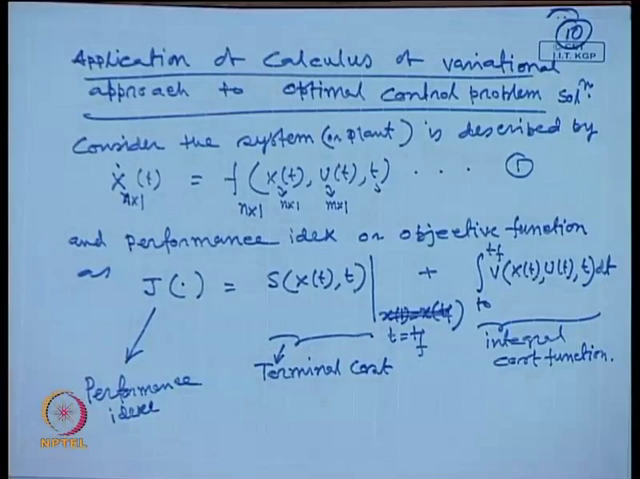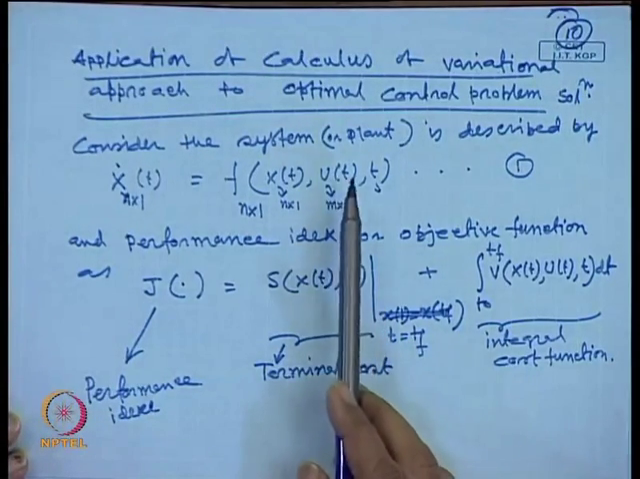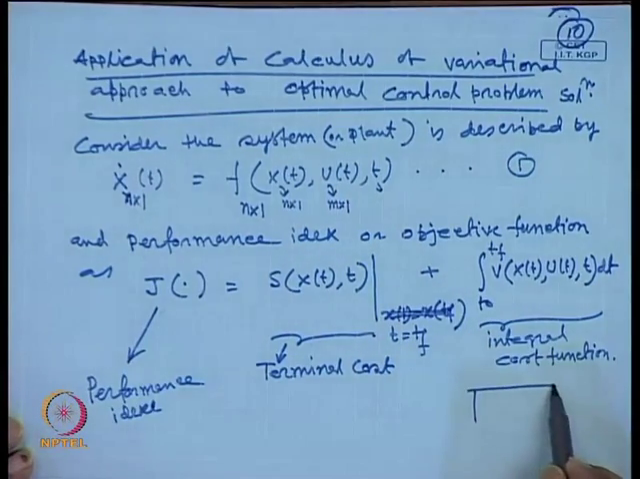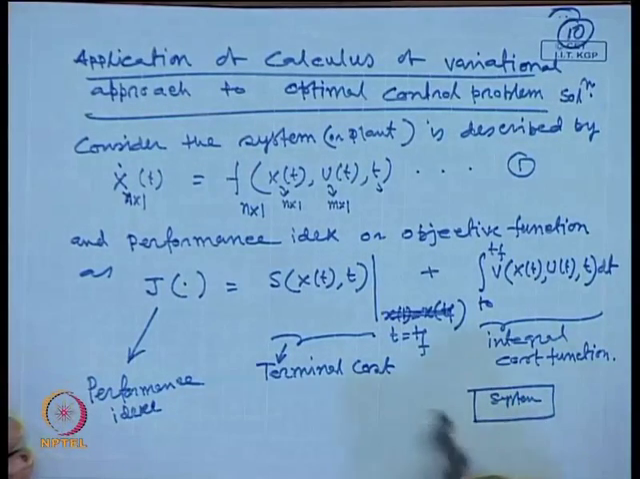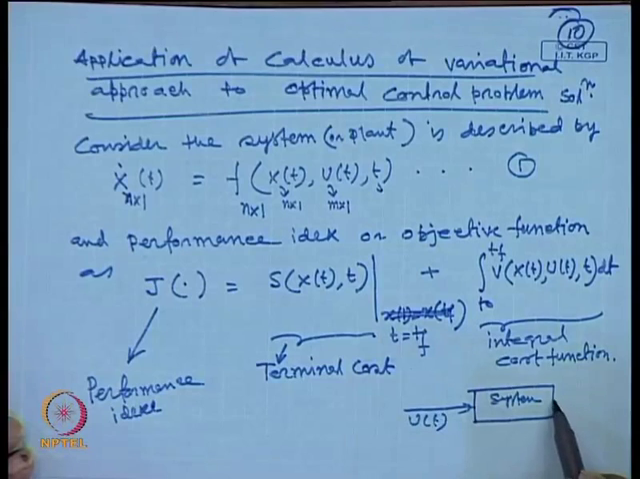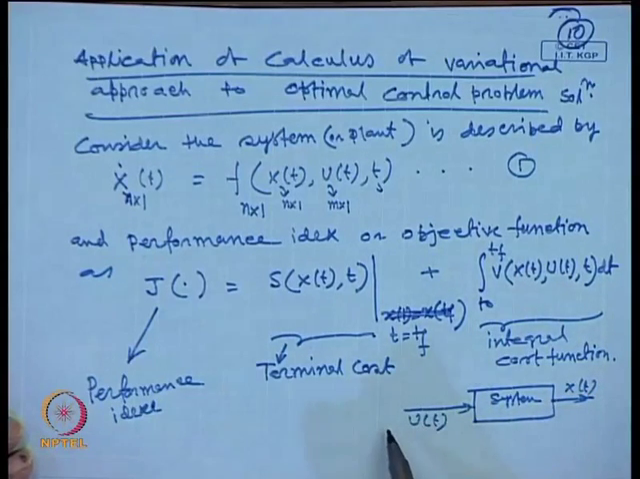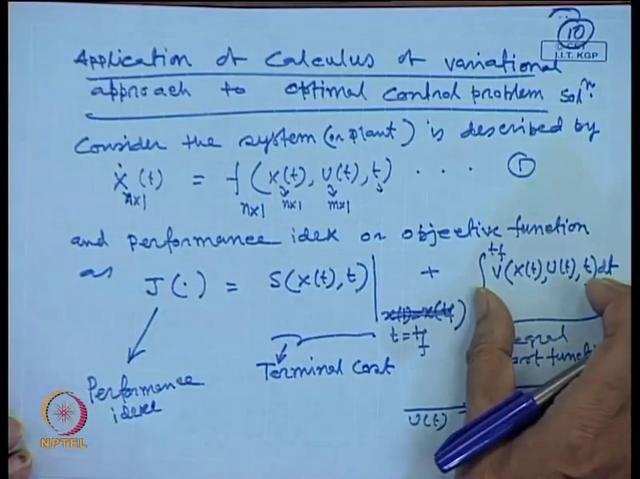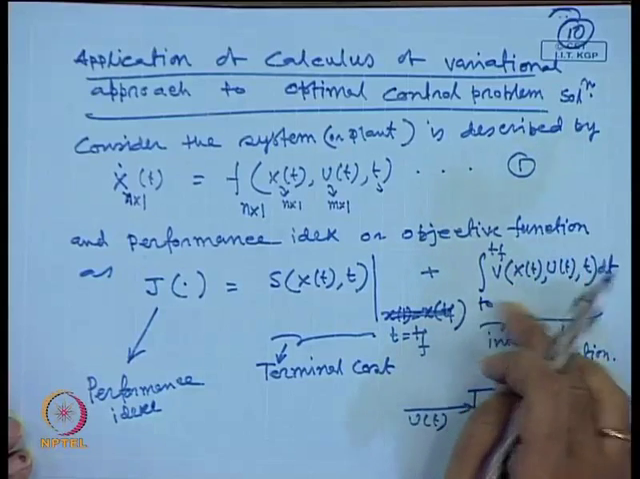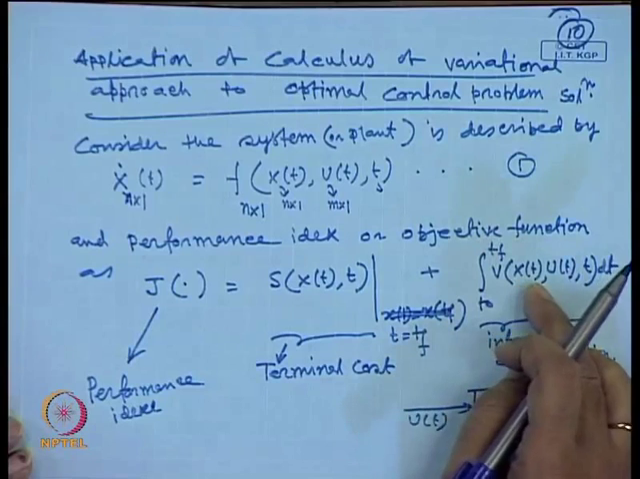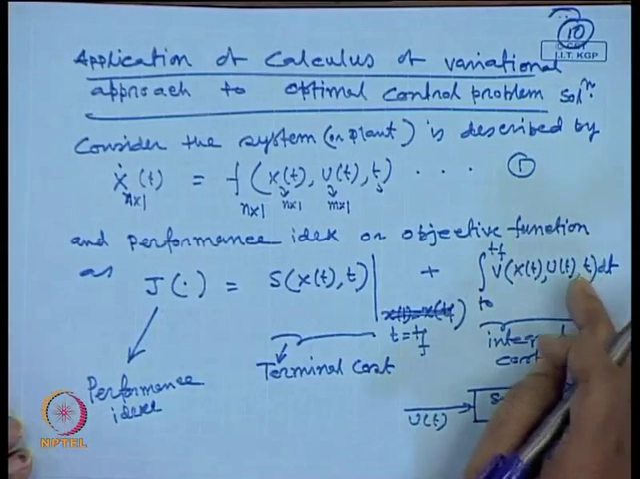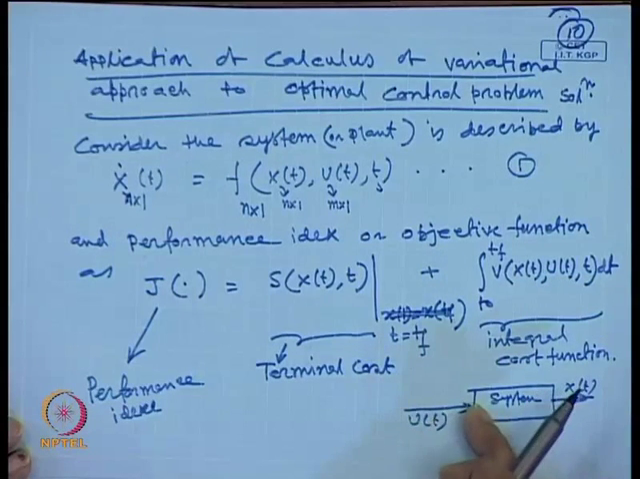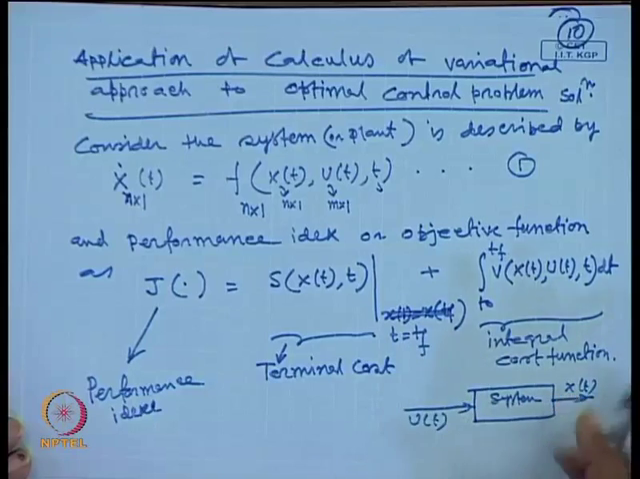So, our objective is to find a control signal for the system. Suppose we have a system, and we apply the input u(t), and the output is, let us call, the states. So, we are exercising the states. Our problem is to find a control input u(t) such that this performance index is optimized. The integral from 0 to t f is a function of x(t), u(t) and t. u(t) is the control input, which regulates the state x(t).